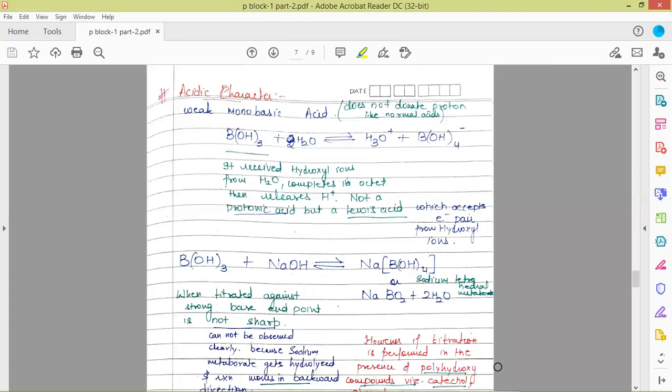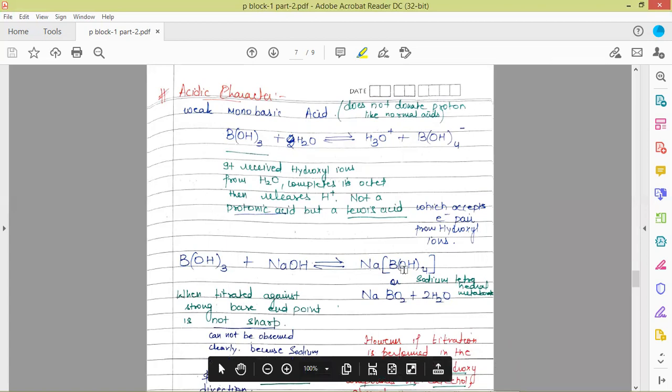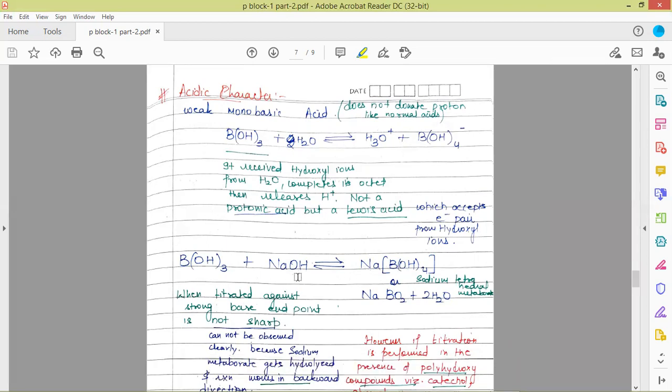It will accept an electron pair from the hydroxyl OH negative ion, and then once the octet is complete, it releases water. So it is not a protonic acid, but a Lewis acid, which accepts an electron pair from the hydroxyl ion. As an acid, B(OH)3 reacts with alkalis, and it will give us sodium tetrahedral metaborate. Now this is an acid-base reaction, but not a normal acid-base reaction where both are concentrated.